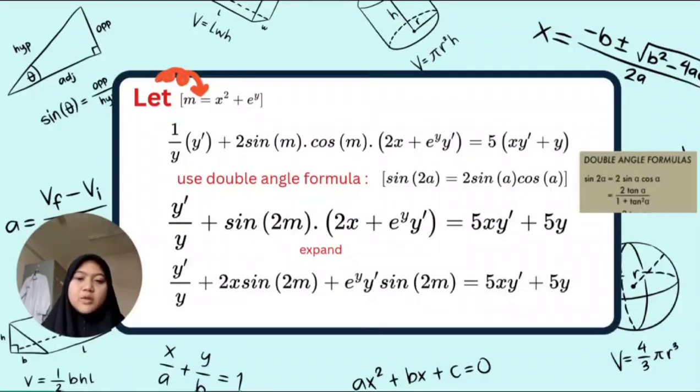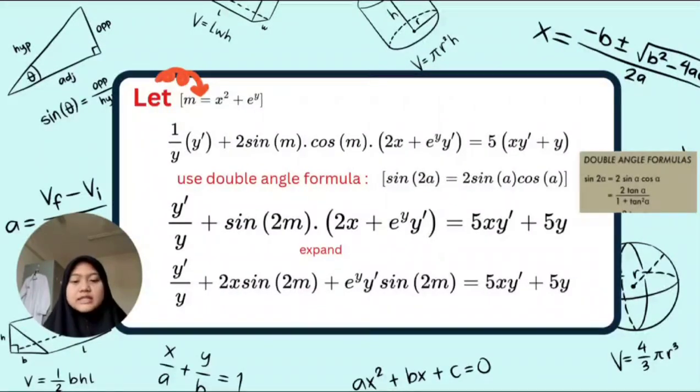In this equation, we will expand the first part A, and also the third part, which is part C. For part B, we will use the double angle formula to simplify the equation. The double angle formula that we use is sin 2a equals 2 sin a cos a. So after we simplify and expand the equation, we will get y prime over y plus sin 2m times (2x plus e to the power of y y prime) equal to 5x y prime plus 5y.